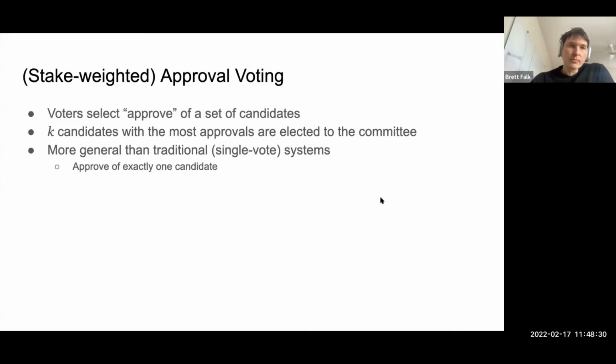So in approval voting, you get to approve of a set of candidates, and the weight of your approval is proportional to your stake. And then the system aggregates the K candidates who got the most approvals, and they're elected to the committee. And now this is strictly more general than a single vote system where you are allowed to only approve of one candidate. In approval voting, you can approve of any number you want.